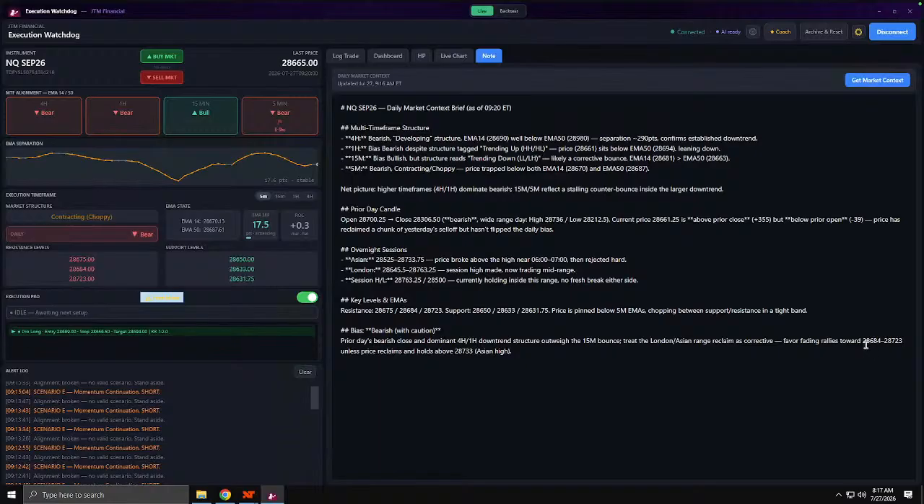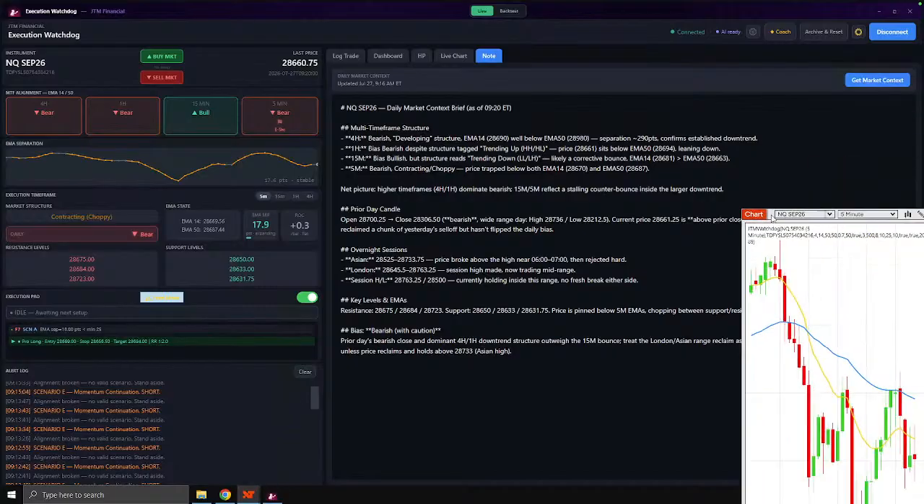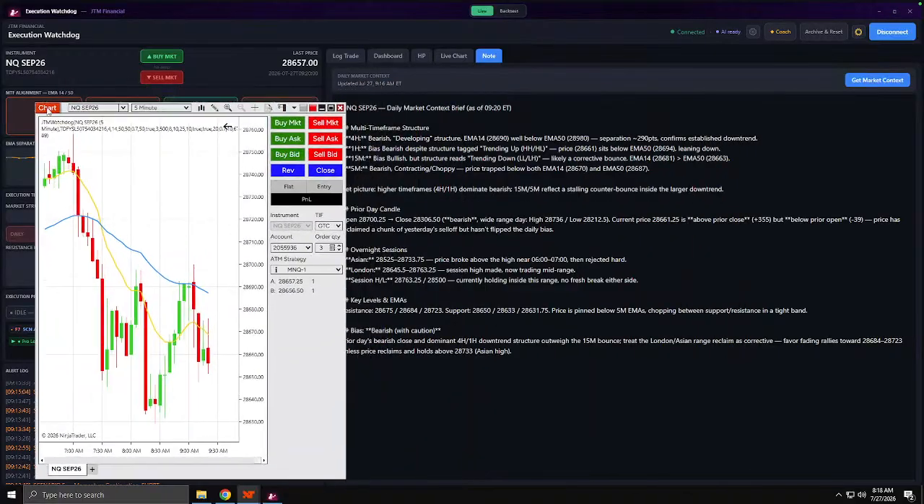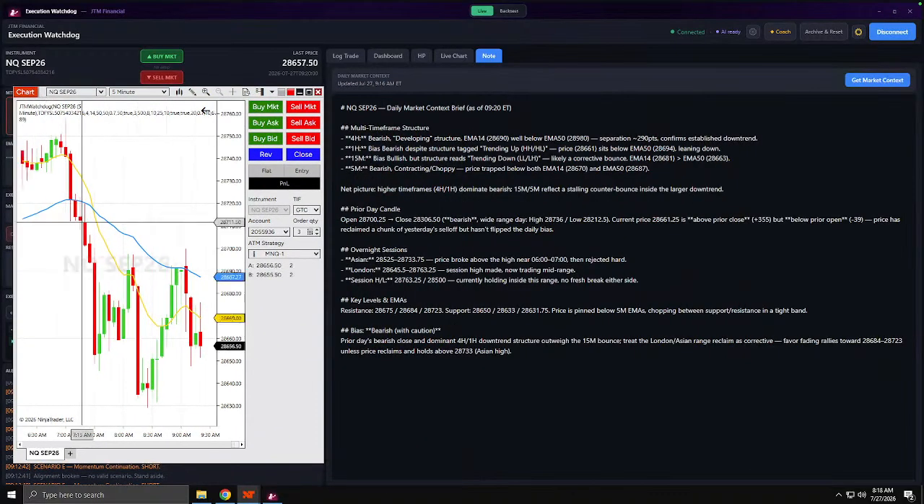So between 28,684, actually, I can bring in the 5 minutes chart here so we can look at it while we talk through this. Sorry, this is the chart I will precisely be trading from. Let me quickly switch this one back up.